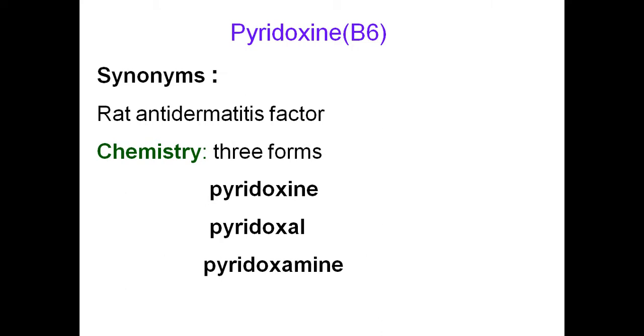If you see the chemistry of pyridoxine, three forms of vitamin B6 are available: pyridoxine, pyridoxal, and pyridoxamine.